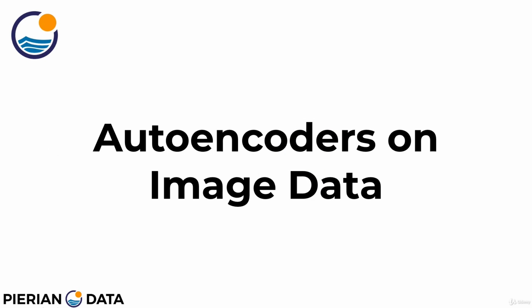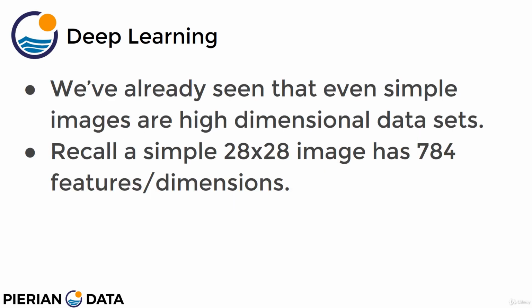Welcome everyone to this series of lectures on using autoencoders on image data. We've already seen that even simple images are actually high-dimensional datasets. Recall that the MNIST dataset, or even the Fashion MNIST dataset, were simple 28 by 28 images that actually contain 784 features. We can think of each of these features as a dimension. So each particular pixel is a dimension of data. So we have 784 features.